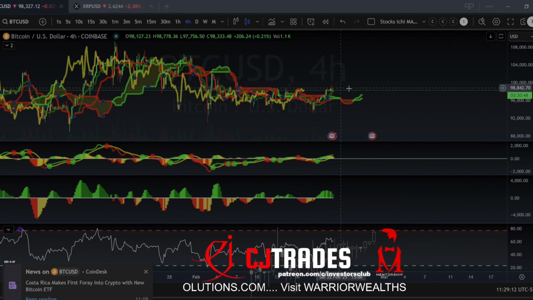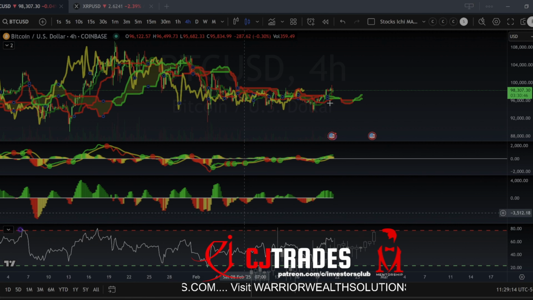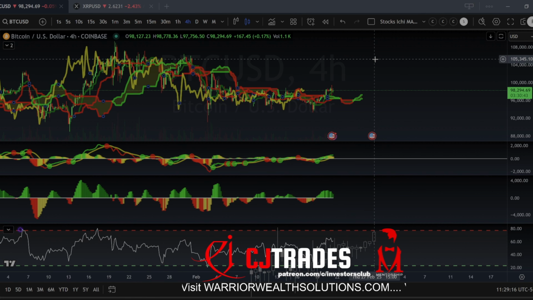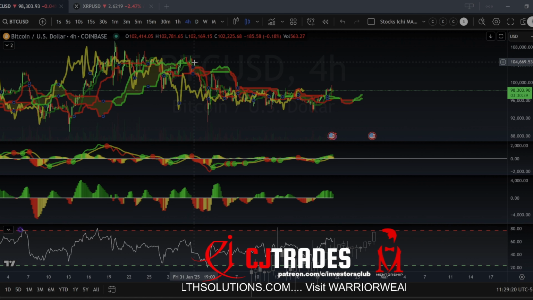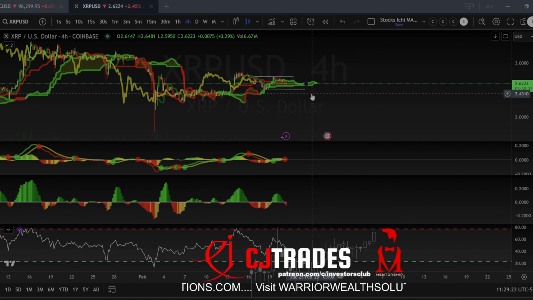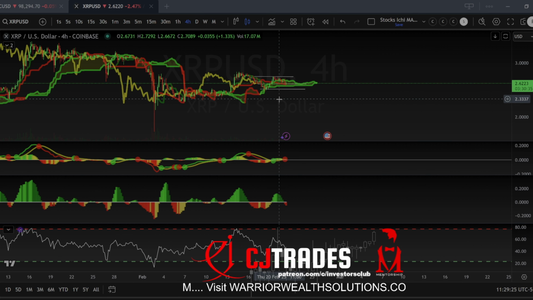Do I see us really being bullish in the future, in the near future? I don't think so. I think that maybe we'll see these zones for Bitcoin, for XRP. Unfortunately, I'm a bear still. Am I a long-term holder?